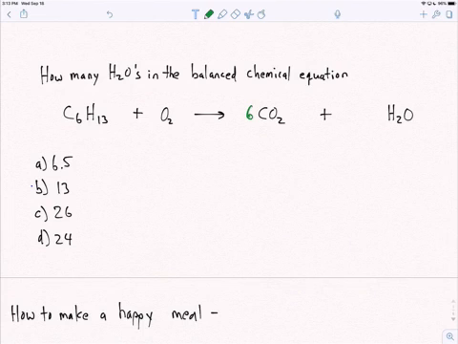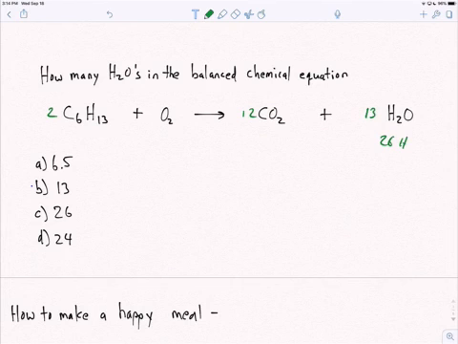Right away, because this is an odd number and that's an even number, you multiply by 2. And when you multiply by 2, now this becomes 12, because this is a 1 to 6, so 12, 12. And 2 times 13 is 26. So if we need 26 hydrogens, what number do we need in front?